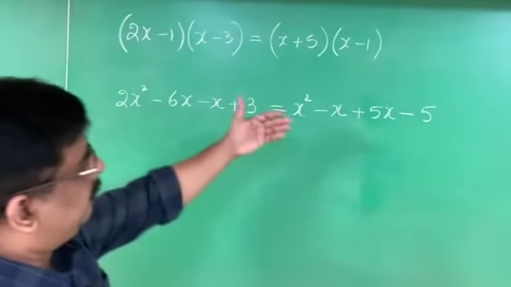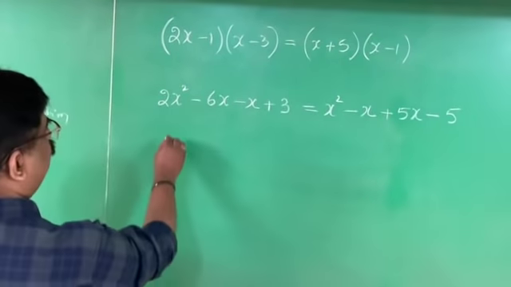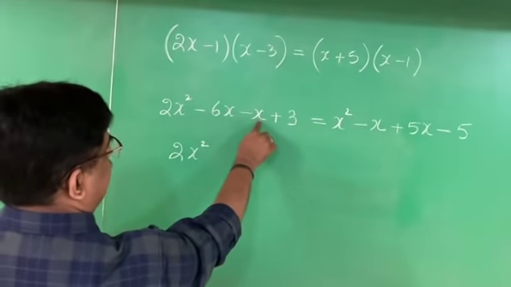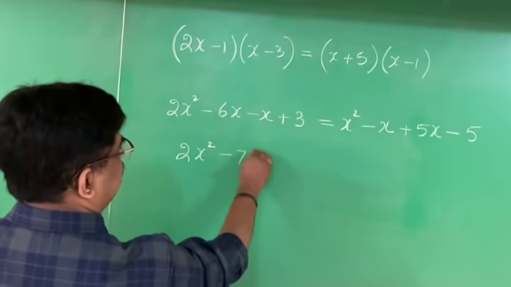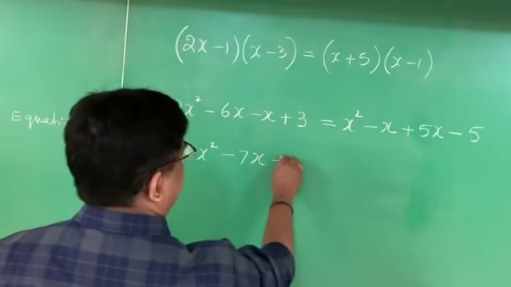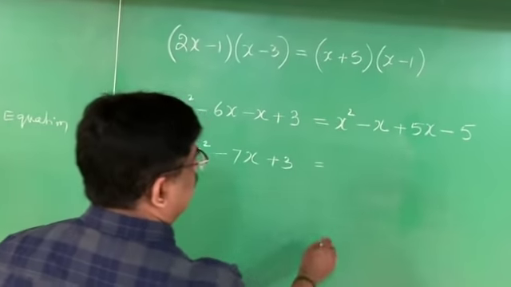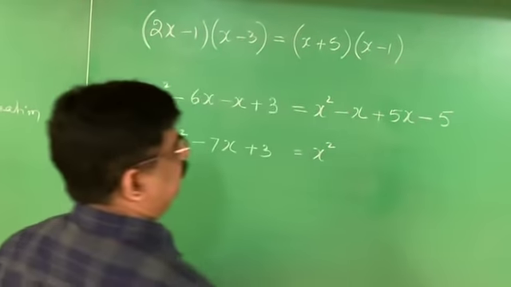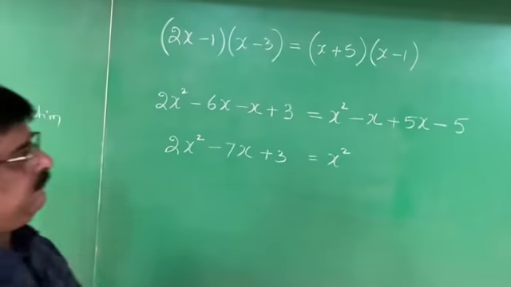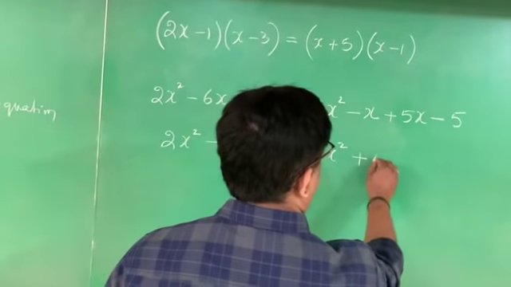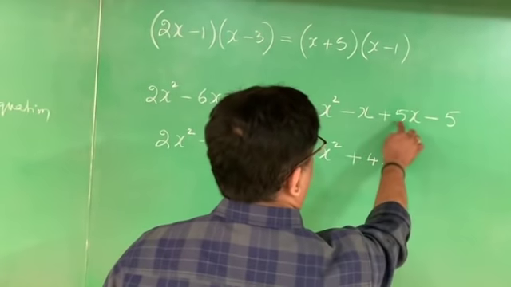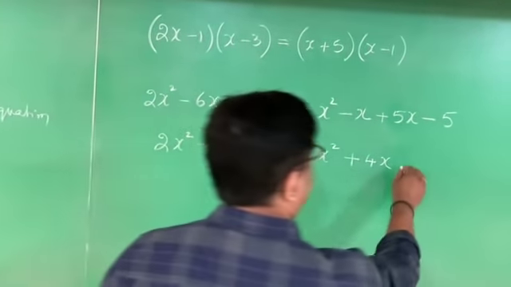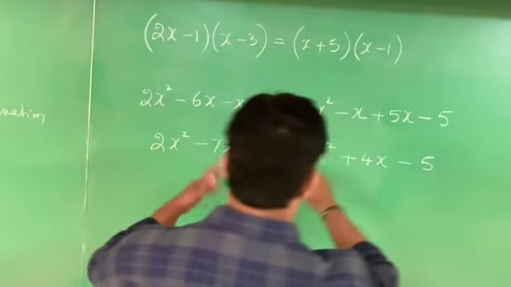Now, you have to simplify LHS and RHS. 2x square minus 6x minus x minus 7x plus 3 equals x square minus x plus 5x. Minus x plus 5x is 4x. Out of 5x, if I subtract 1x, it becomes 4x minus 5. Both the LHS and RHS are simplified.